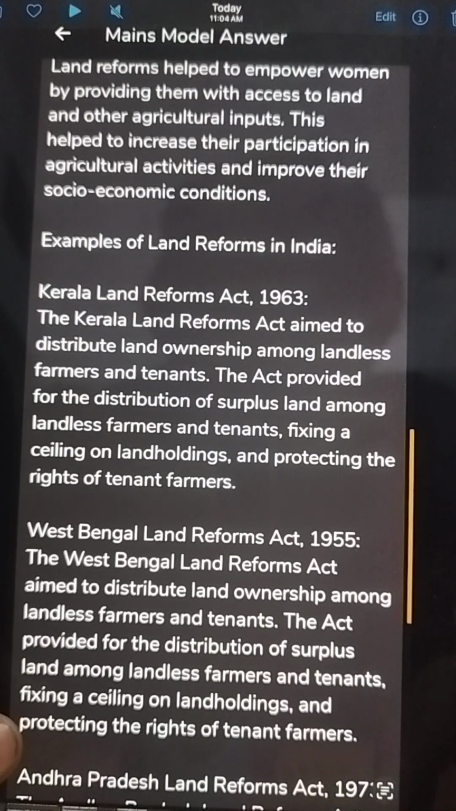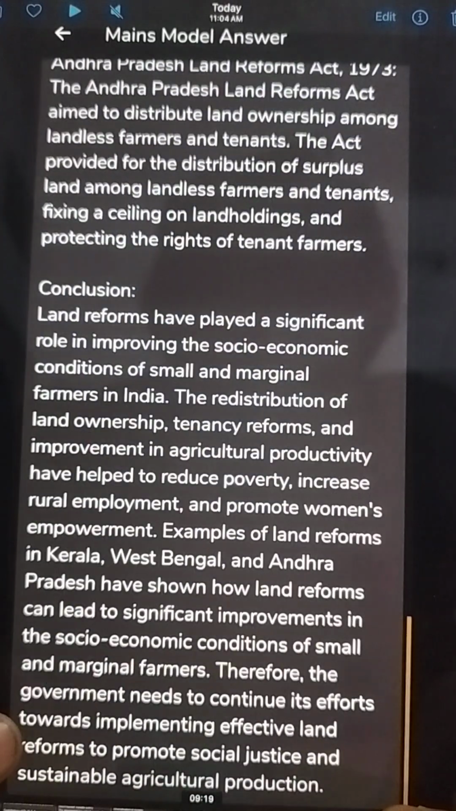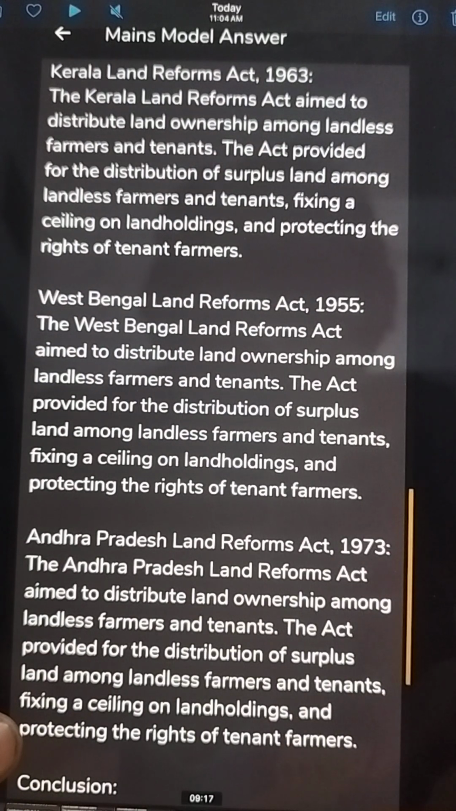Then West Bengal Land Reforms Act 1955. The West Bengal Land Reforms Act aimed to distribute land ownership among landless farmers and tenants. The act provided for the distribution of surplus land among landless farmers and tenants, fixing a ceiling on land holdings and protecting the rights of the tenant farmers.